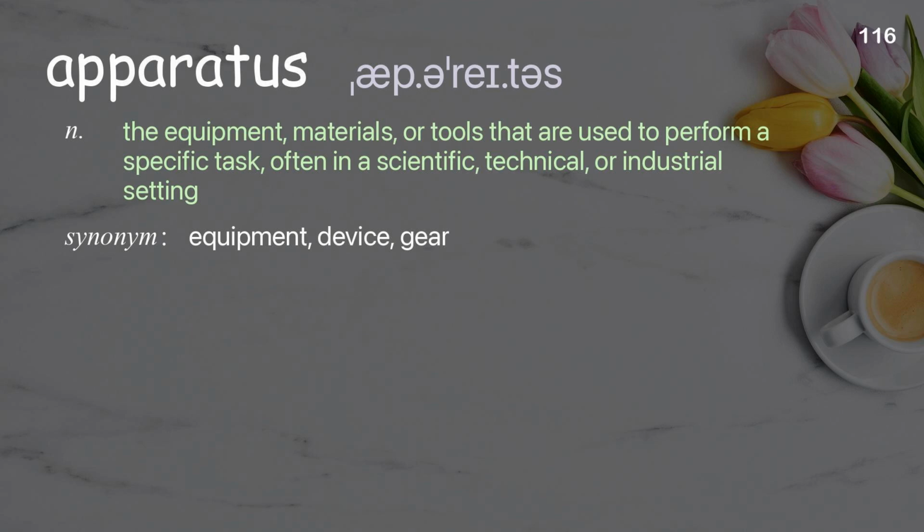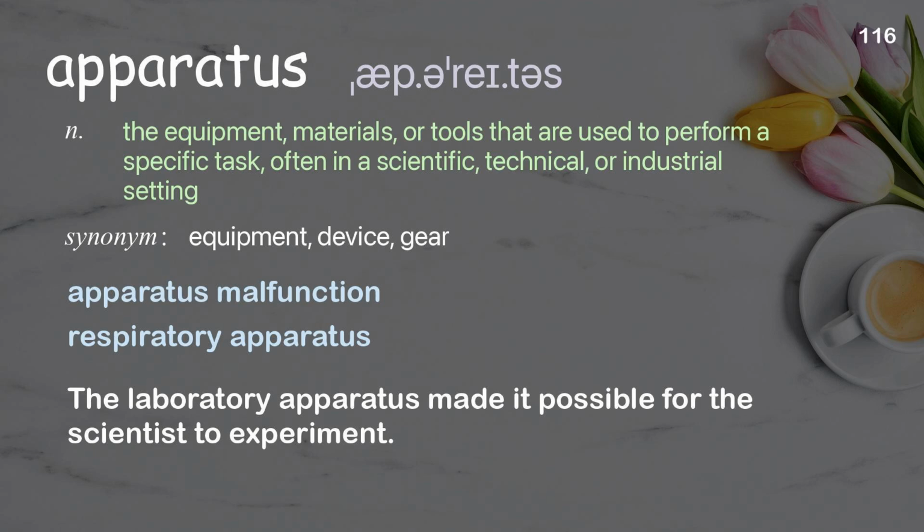Apparatus. The equipment, materials, or tools that are used to perform a specific task, often in a scientific, technical, or industrial setting. Examples: Apparatus malfunction. Respiratory apparatus. The laboratory apparatus made it possible for the scientist to experiment.